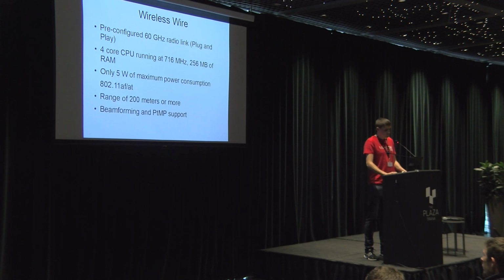It comes with a 4-core CPU running at 760 MHz, and it's equipped with 256 megabytes of RAM. The max power consumption is only 5 watts, and it works according to the 802.3af/at PoE standard. Currently, the range is up to 200 meters and more, and that is while still achieving 1 gigabit per second of full duplex link. It means 1 gigabit download, 1 gigabit upload.